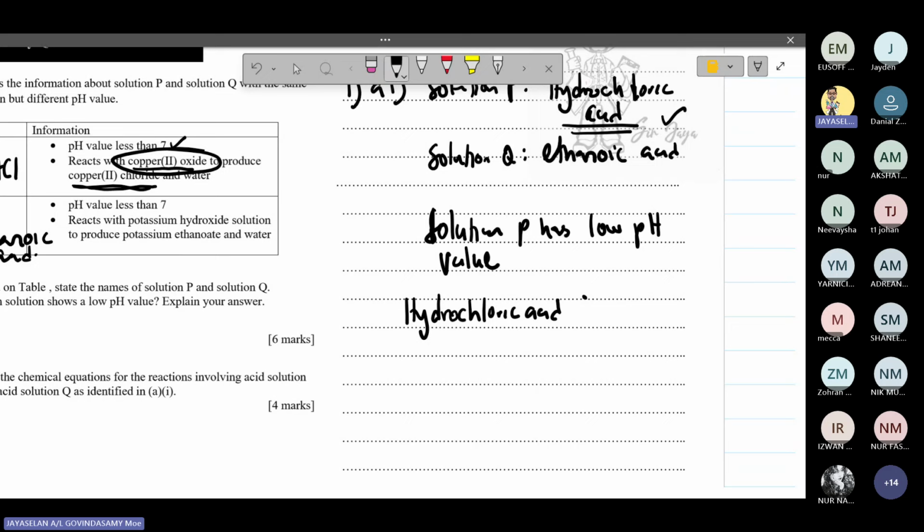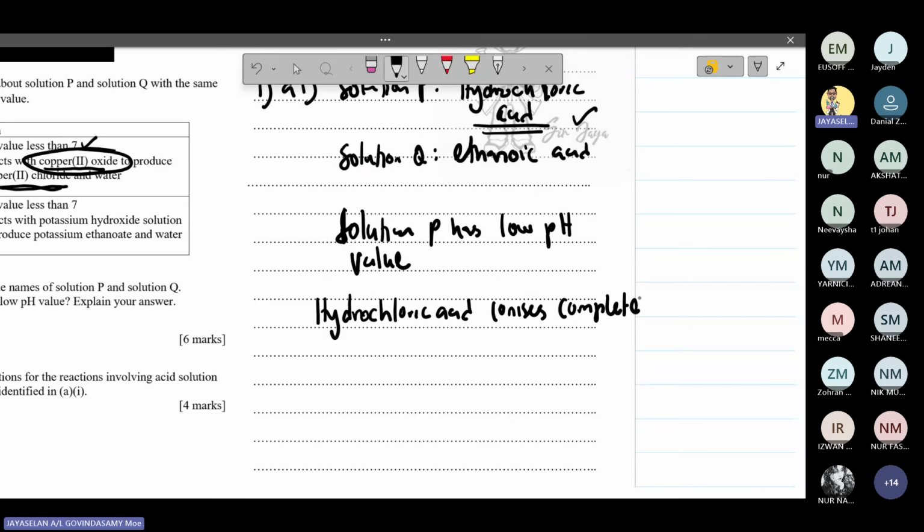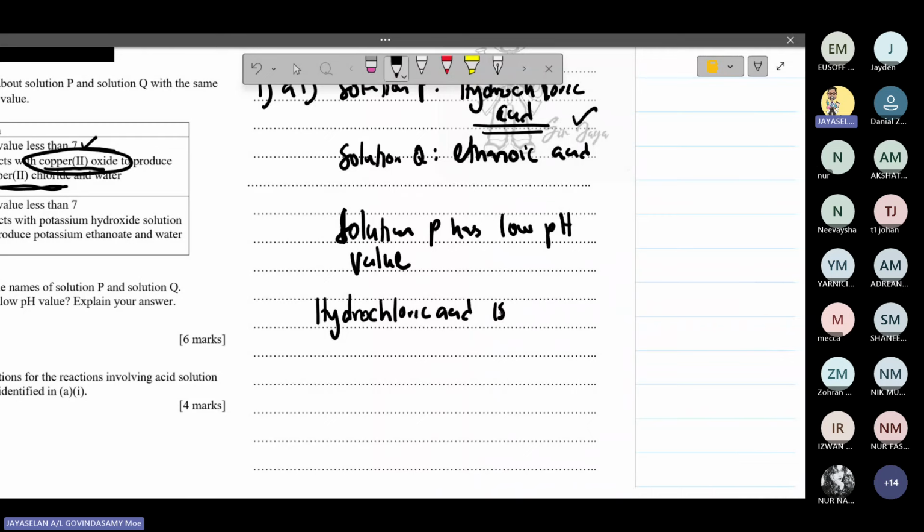Hydrochloric acid. If you are afraid, you put solution P. Like this, solution P. I'm not afraid because I'm confident in my answer. Okay, hydrochloric acid ionizes completely. Strong acid, right? Sorry, mistake. Hydrochloric acid is what acid? I put here strong acid, while ethanoic acid is weak acid.